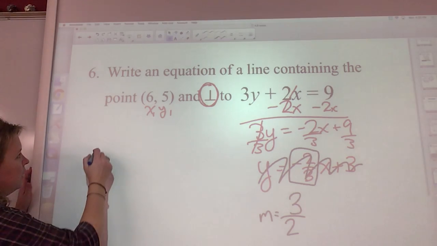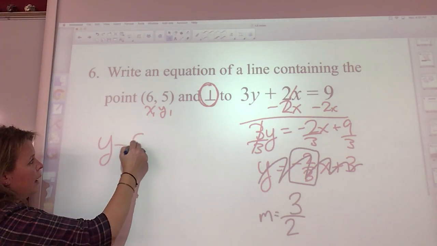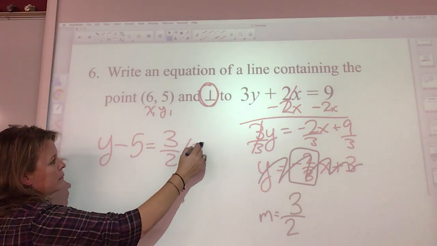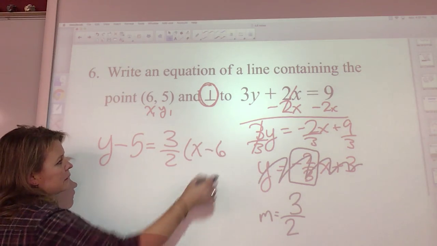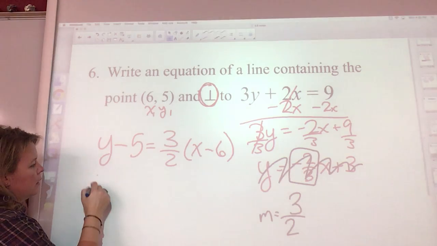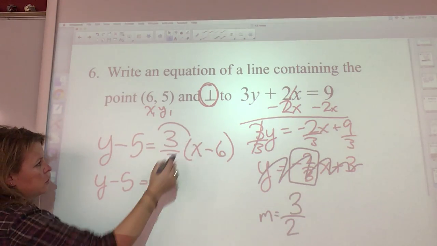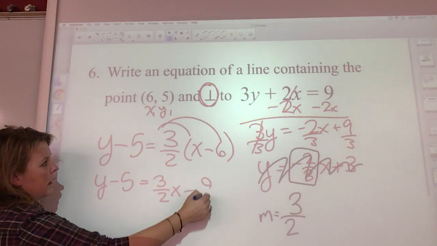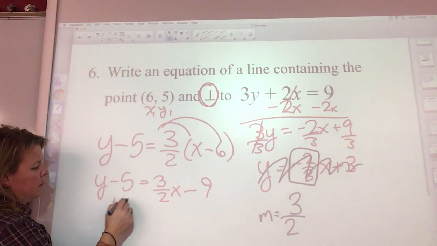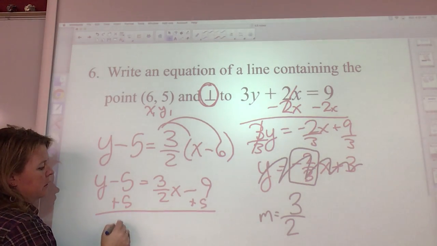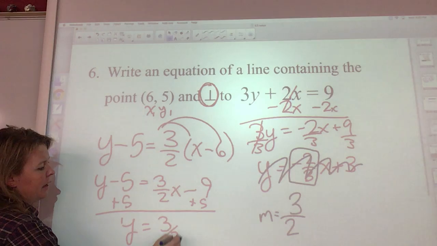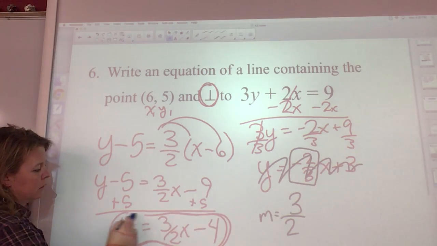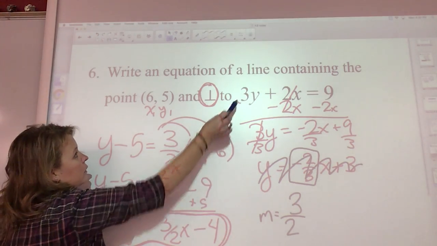Go over here and do the formula. Y minus y1, which is 5, equals new slope 3/2 times x minus 6, which is x1. Distribute and add. We'll start with distribute. You get 3/2 x minus 9 plus 5 plus 5. You get y equals 3/2 x minus 4. This equation is perpendicular to this equation.